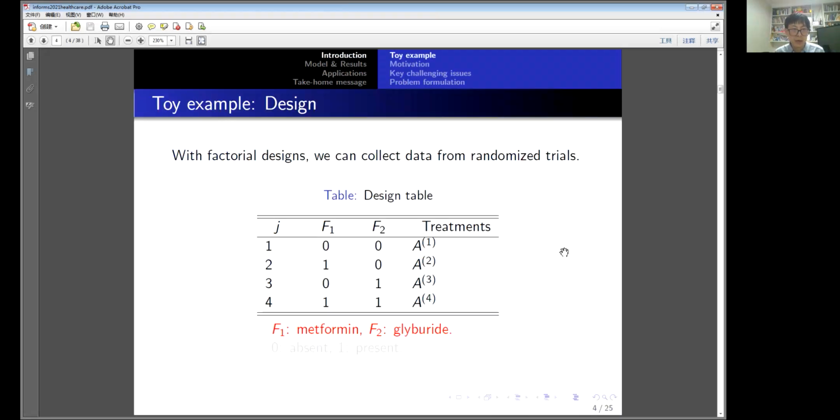Here I introduce a toy example. This table shows a design. With factorial designs, we can connect to data from randomized trials. There are two factors, metformin and glyburide. With those two factors, we can have 4 treatment combinations. In this table, 0 stands for the factor absent and 1 stands for the factor present. Take the fourth row, for example: with both factors present, the treatment combination is A4.